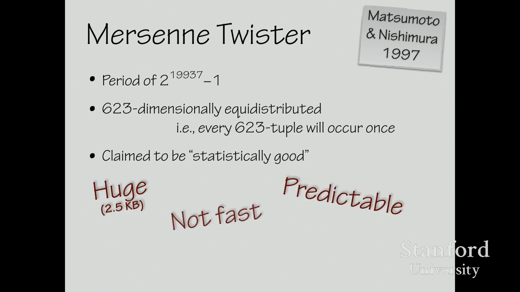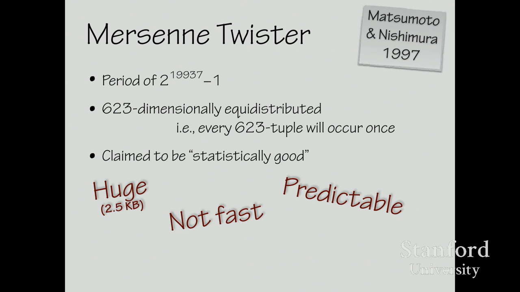One is that it's huge for a random number generator. It takes 2.5 kilobytes. And you might think, well, what's 2.5 kilobytes? But if you wanted to embed a random number generator in your data structures, that's going to add up if you decide to use multiple random number generators.